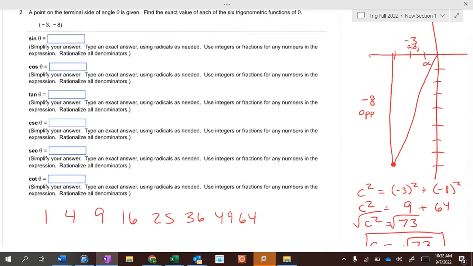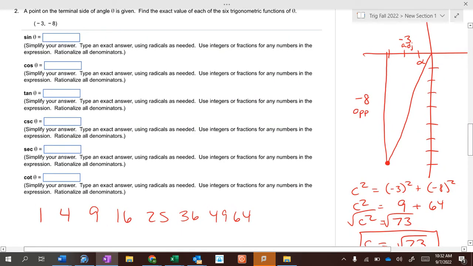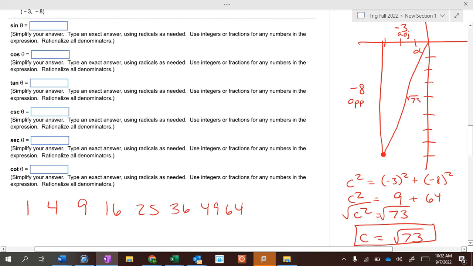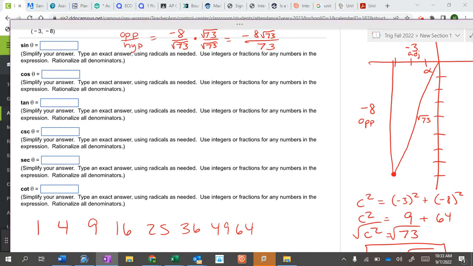Cool. All right. So the sine. If this is the square root of 73, what would the sine of our angle be? Well, sine is opposite over hypotenuse, right? What's the opposite side? -8. The hypotenuse. Can we leave square root of 73 on the bottom? So it's -8 square root of 73 over 73.